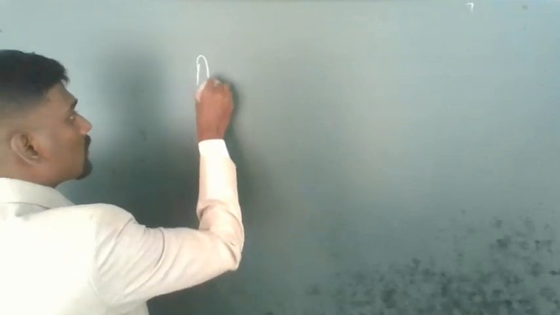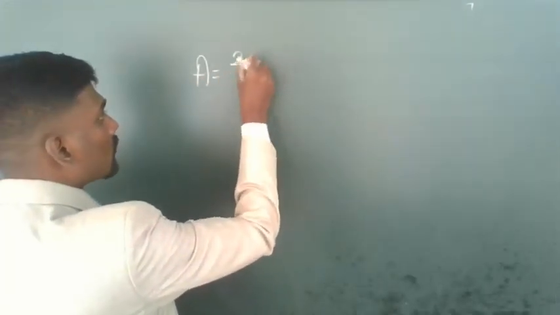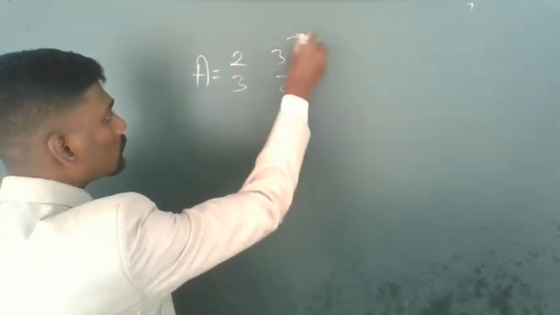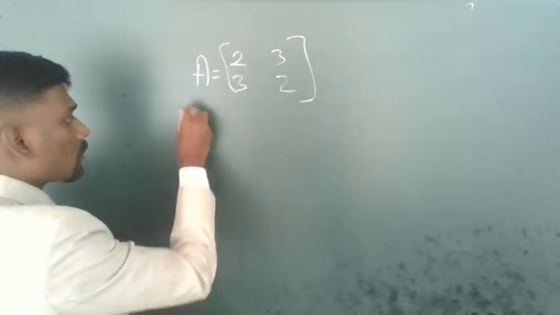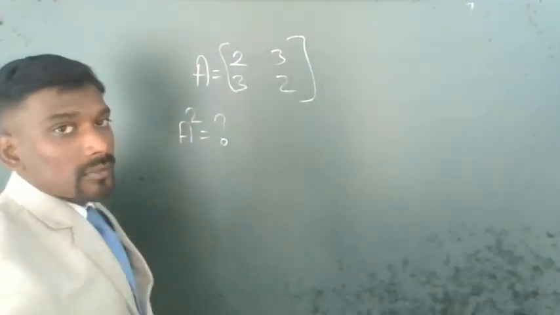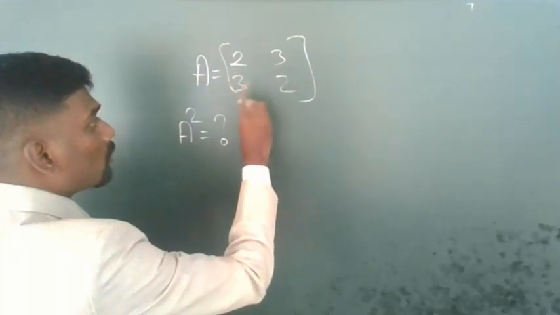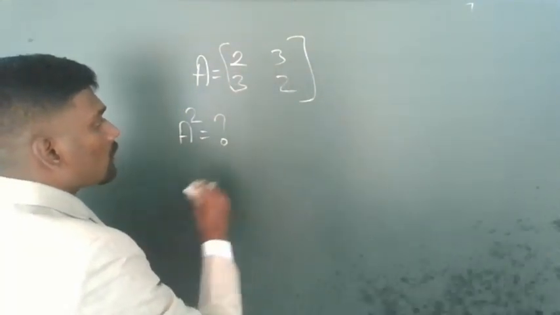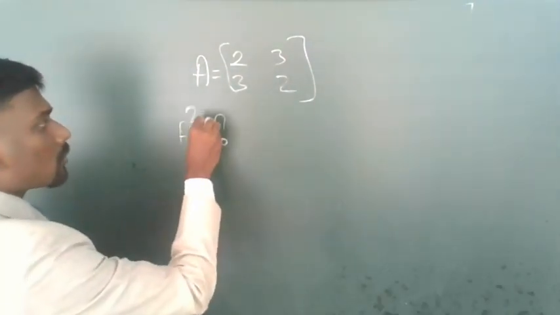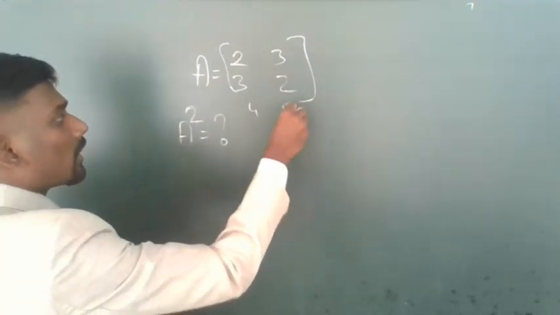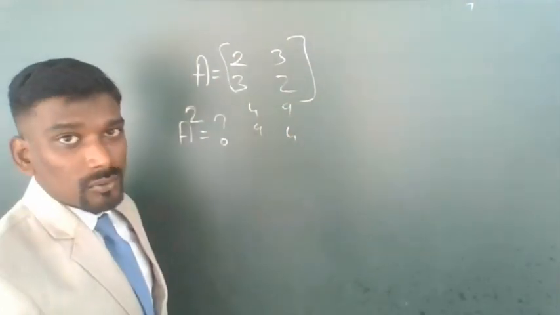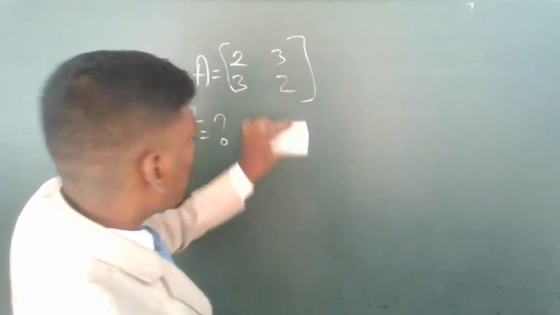Now I'll tell you one more interesting thing, that is multiplication. Very important. Suppose I give you A is 2, 3, 3, 2. What is A square? That means I am going to multiply A by itself. Most students do A square as 4, 9, 9, 4. They'll do it like this.